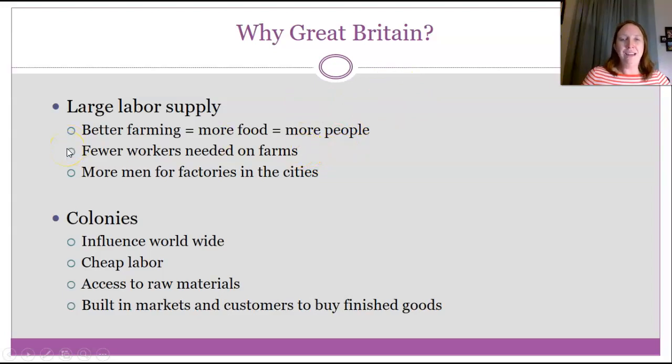Fewer farmers are needed on farms themselves because of things like automatic seed planters and because of the improved plows that were used. So fewer workers were needed on farms, which actually resulted in a lot of people being out of work. So they had to go find work. Where did they find it? They found it in the factories that start to emerge in the cities. More on this to come.